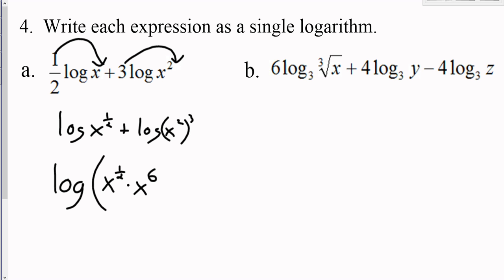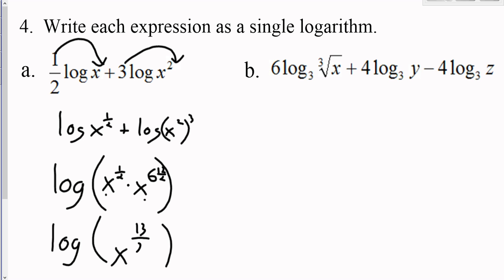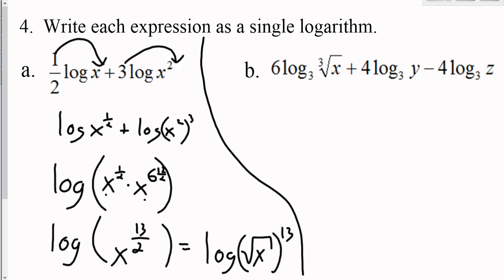And I can go ahead and simplify these, that when I have like bases, I am going to add my exponents. So it's going to be x to the, well, adding fractions, I need a common denominator. So 6 is equal to 12 over 2. So this is going to be 13 over 2. Okay, we could write this as log. With denominator 2's is like a square root, so I can do the square root of x to the 13th power. Okay, so I've written that as a single logarithm.